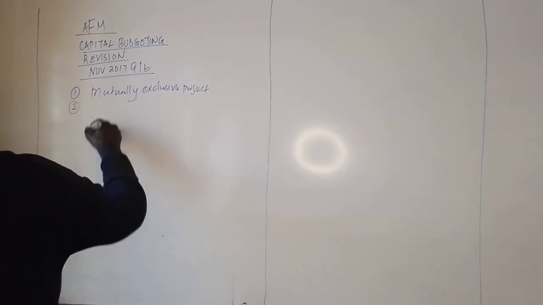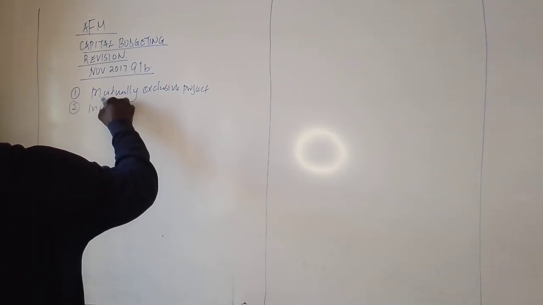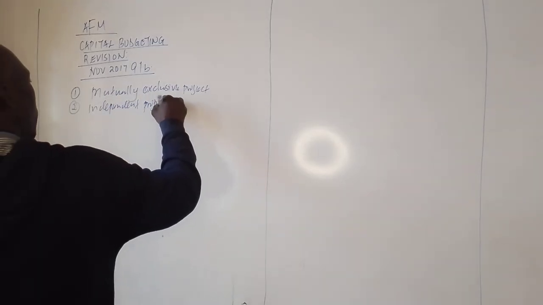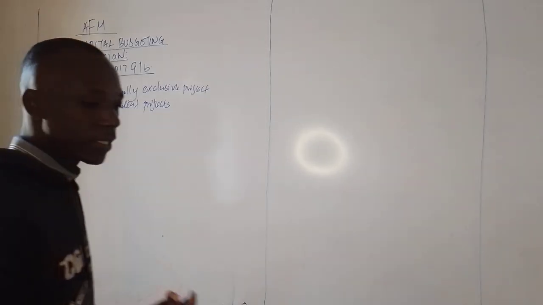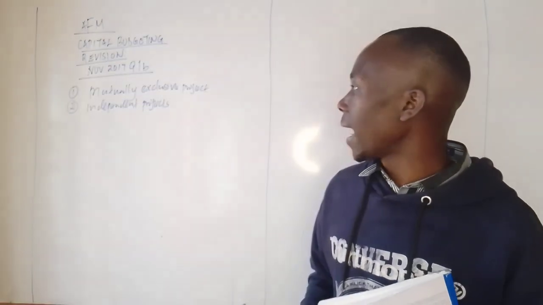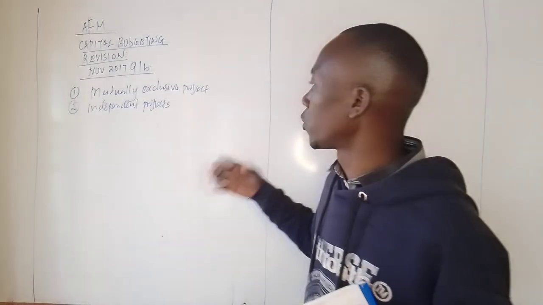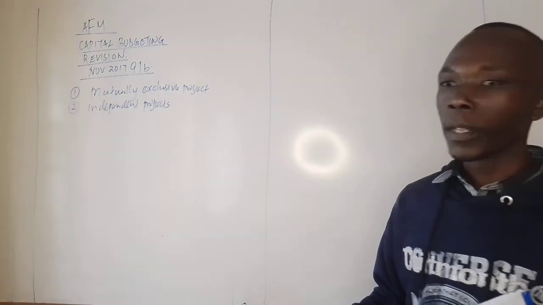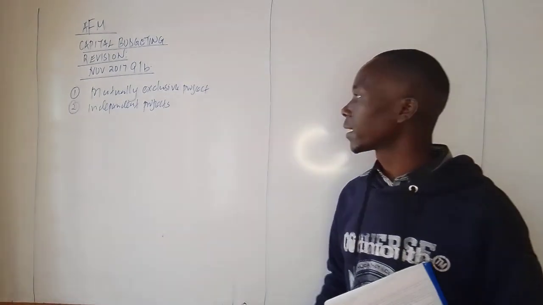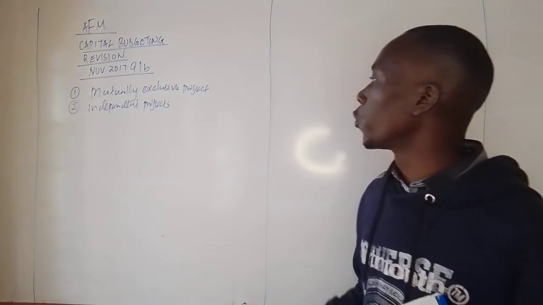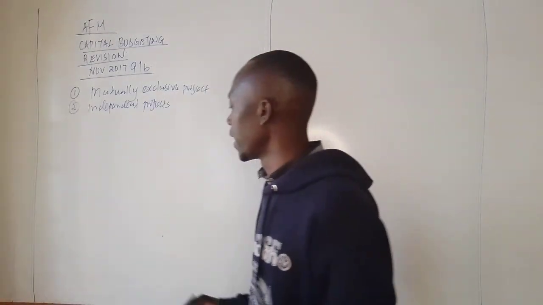Number 2, we have what we call independent projects. Independent projects are projects which serve different purposes. The undertaking of one project does not affect the undertaking of another project. Meaning, these independent projects can stand on their own, and therefore, you can do them simultaneously.